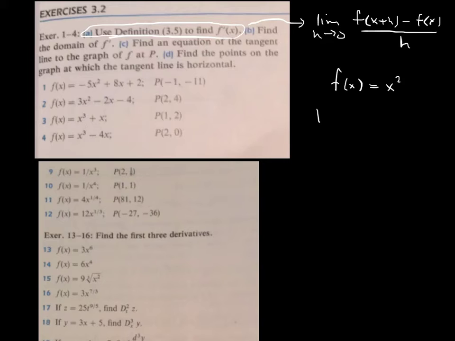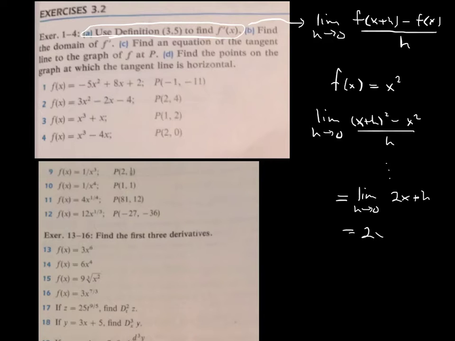And you were told to find the limit as h goes to 0 of x plus h squared minus x squared over h. And you do it, and it cancels down to 2x plus h. And then finally you say that's 2x. Little did you know at the time that you were actually computing f prime of x, which is 2x. Okay, so that's what it means when they say definition. That's not what I'm going to do for these problems.